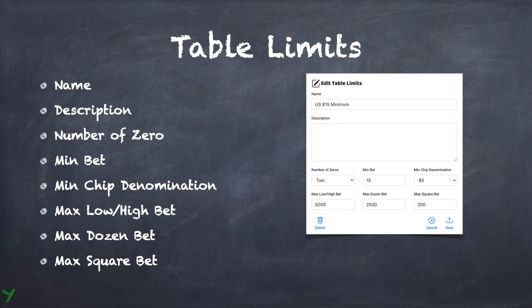Okay, so then the max high-low bet. This is the maximum amount that the table will allow for a high-low, 1 through 18 or 19 through 36. Our max dozen, same thing. What is the maximum amount that you can place on a dozen bet? And then the max square bet, this is usually the max inside, but some tables, again in your high-limit rooms, this can be progressive, and this number can be different than just one solid value. So something to be aware of.